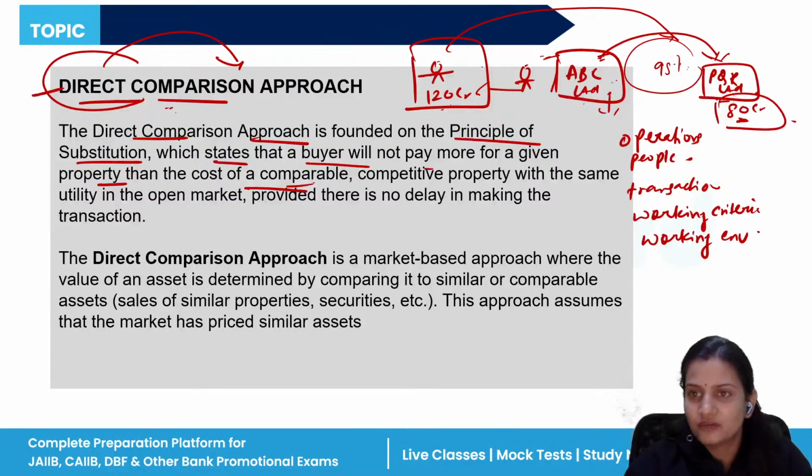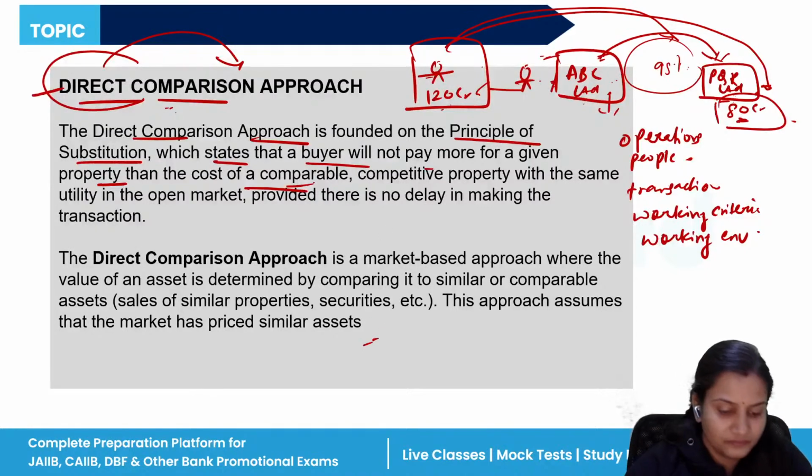If you cannot find the value of your company, if this investor cannot find the value of this particular company, ABC Limited, he will find another company that is working in the same manner, and then compare the companies. The worth of that company is 80 crore and the owner here is asking 120 crore. So definitely this person will purchase that company.